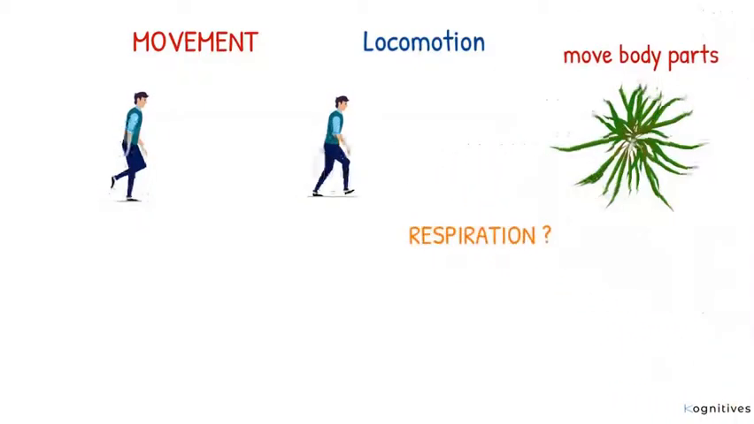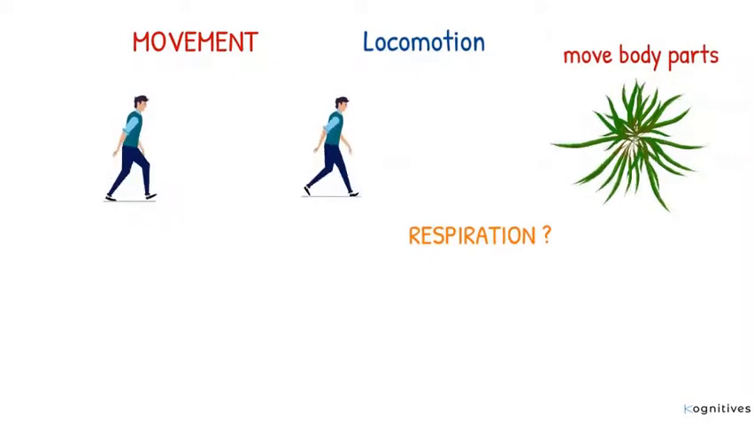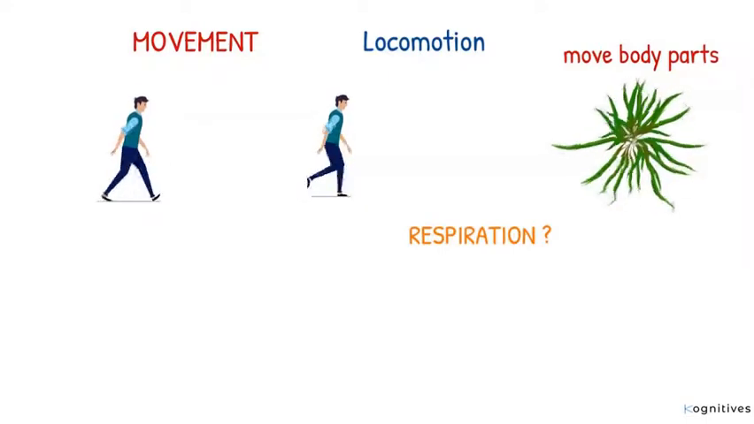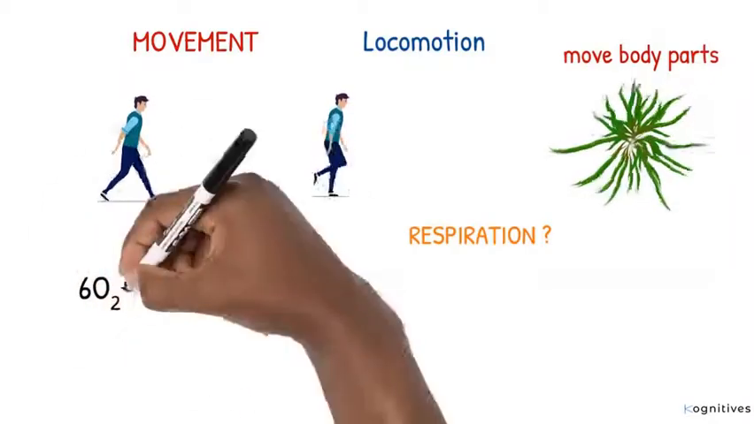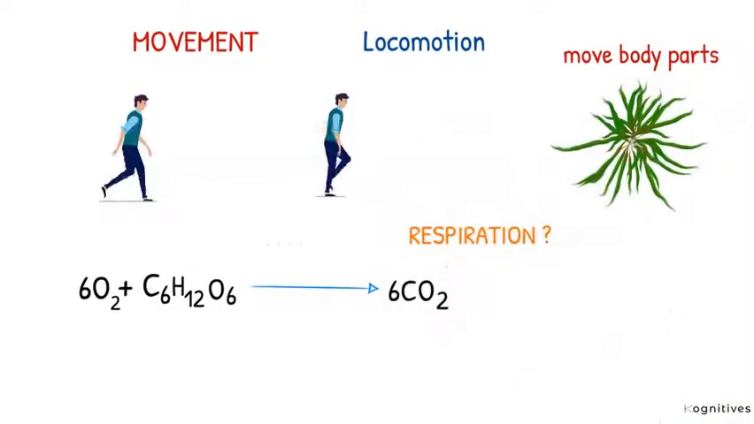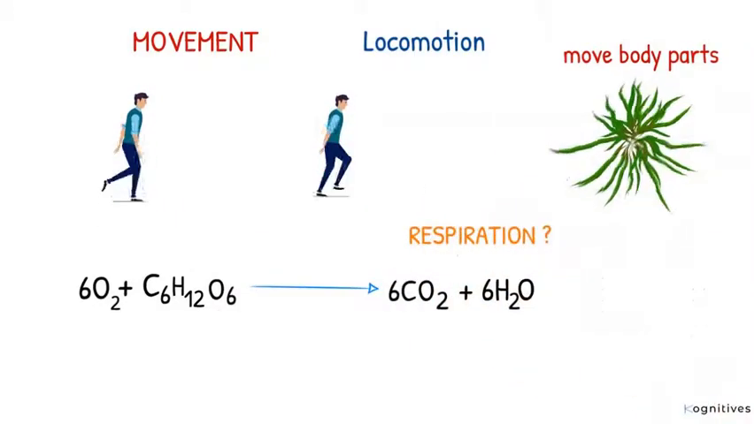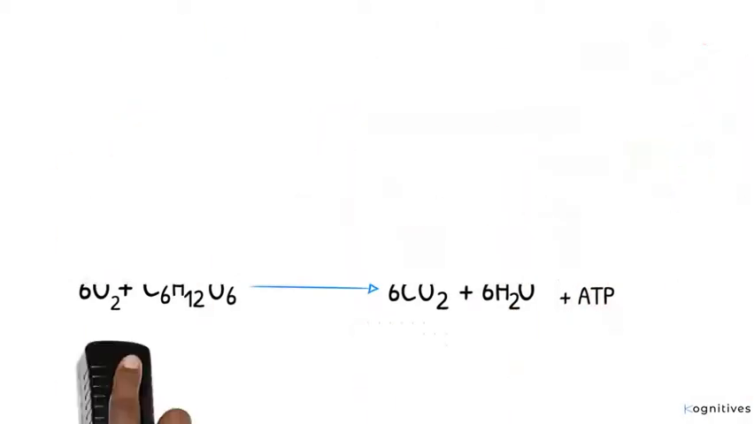What is respiration? Respiration can simply be described as a breakdown of food substances to release energy that is used to carry out other metabolic processes. Respiration can be represented as a breakdown of a substance such as glucose to produce energy by the equation you can see below. 6 moles of oxygen is reacting with 1 mole of glucose to give 6 moles of carbon dioxide as well as 6 moles of water, and then energy is given off as adenosine triphosphate or ATP.